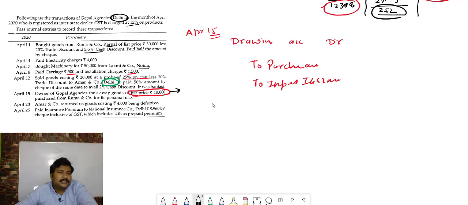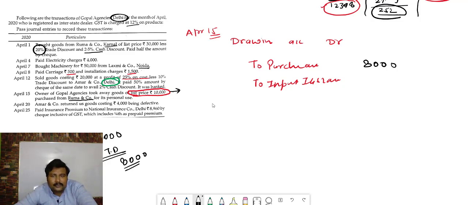So the list price is 10,000. At the time of purchase from Rama and Company, how much discount did you get? You got 20% discount. So the list price of 10,000 less 20% TD, the goods price is 8,000. So the purchase value is 8,000. And GST at 12% on 8,000 will be how much? Sorry, it is 8,000.